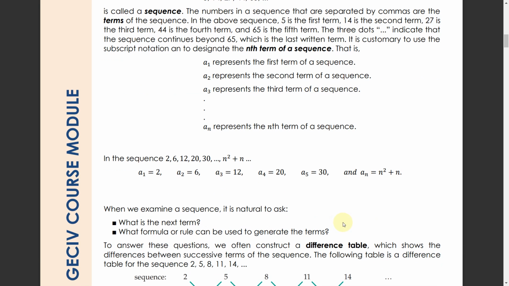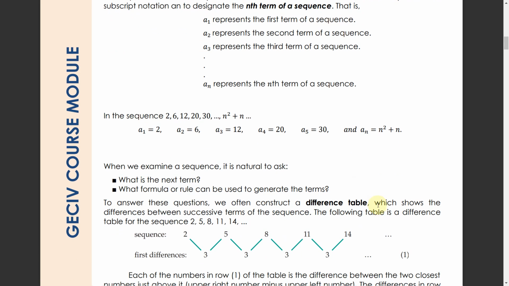When we examine a sequence, it is natural to ask what is the next term. Given 2, 6, 12, 20, 30, what comes next? Then what formula or rule can be used to generate the terms? What approach, based on a formula or rule, can we use to identify what the next terms are?